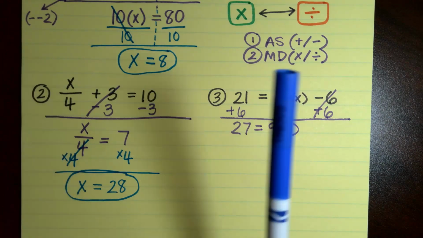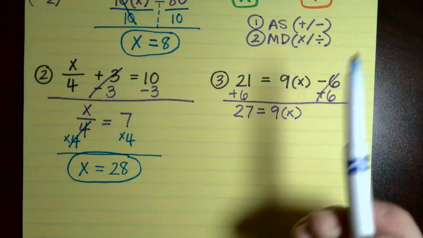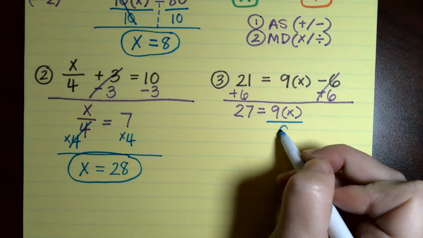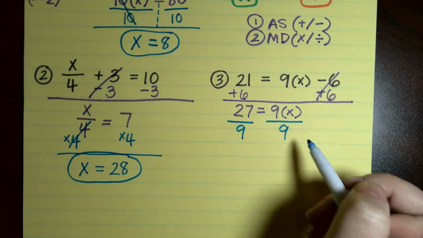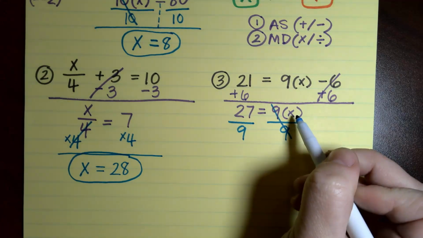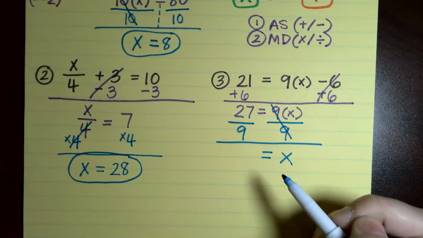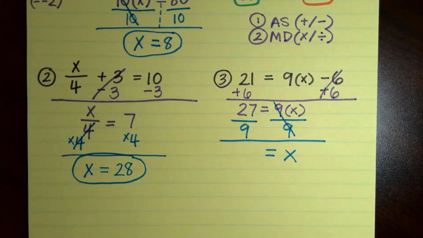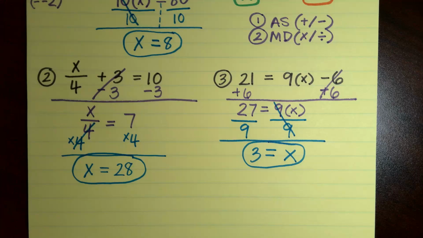Divide. I have a multiplication problem, 9 times x. To get rid of multiplication, we divide. So let's take 9x divided by 9. Same thing on the other side, 27 divided by 9. My 9's cancel. I've got x all by itself now. So I'm going to bring that down, bring my equal down, and what is 27 divided by 9? 3. Perfect. X equals 3. All right, are there any questions about number 3?